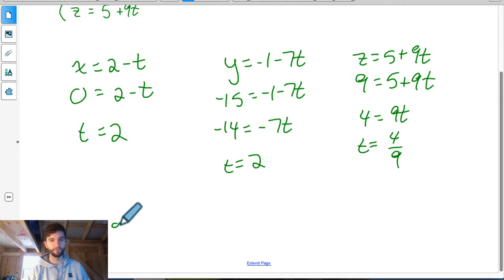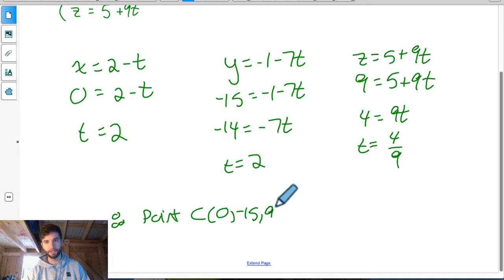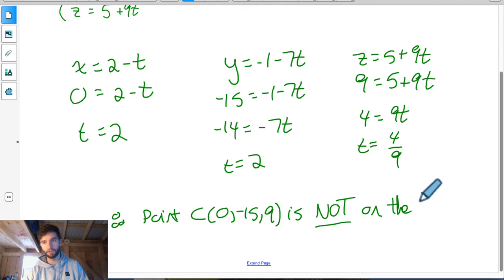So we would say, therefore, point C, which was 0, negative 15, 9, is not on the line. If we had gotten the same value for all the t values, then the point would have been on the line. But since we got different values, we know it's not on the line.